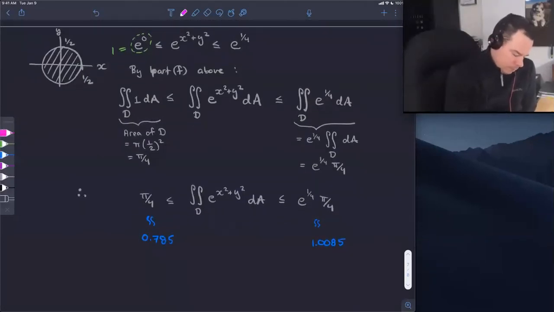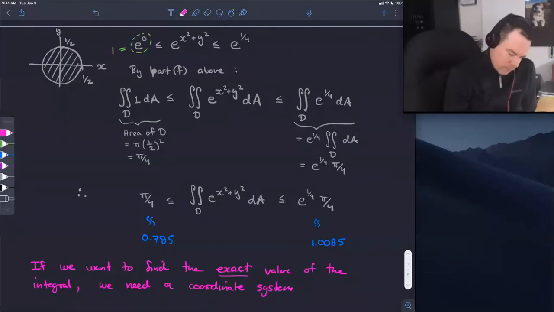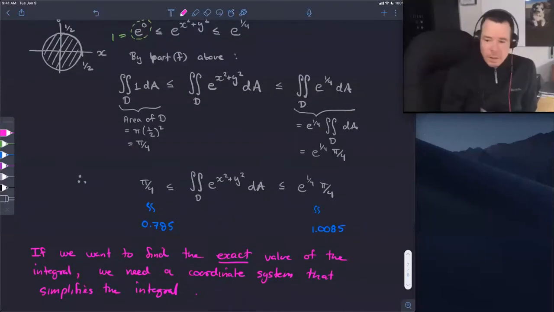Now, I will make a comment here. If we want to find the exact value of the integral, we need a coordinate system that simplifies the integral. Because right now it's too difficult. The function doesn't have an elementary antiderivative.